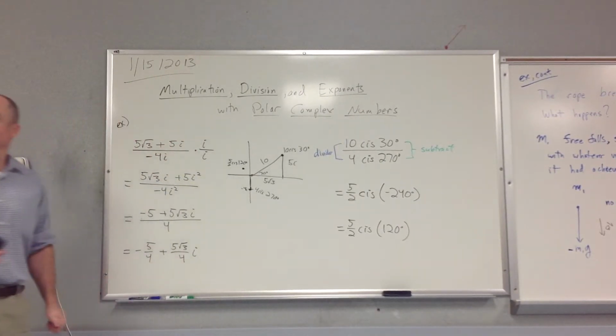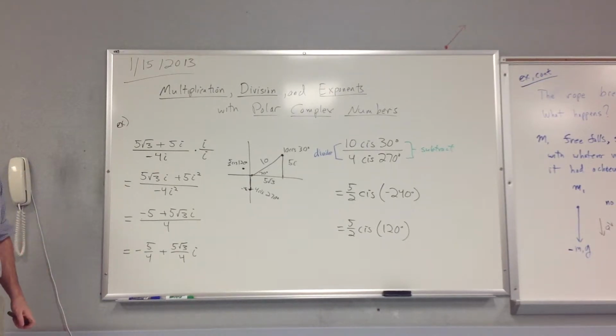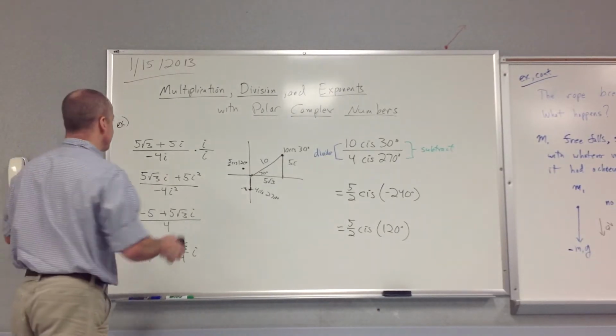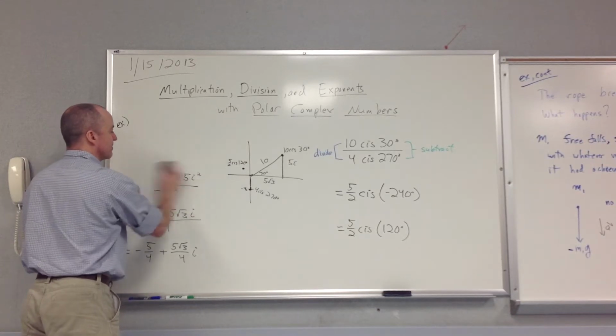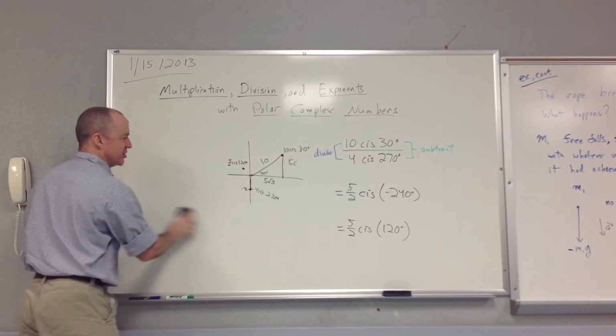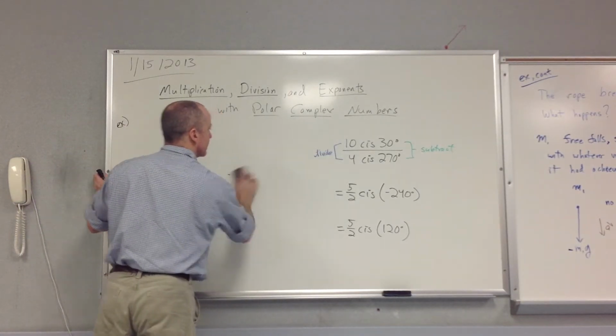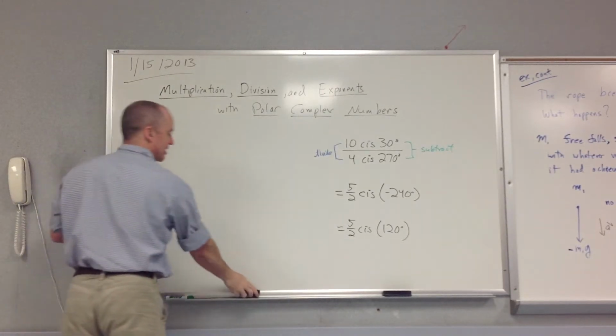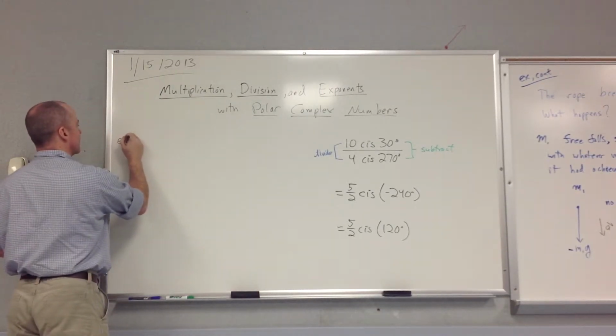Any questions on multiplication and division? Okay, multiply the amounts. I'll review the rules in general at the end. I'll pause on that part. Now for my next example.